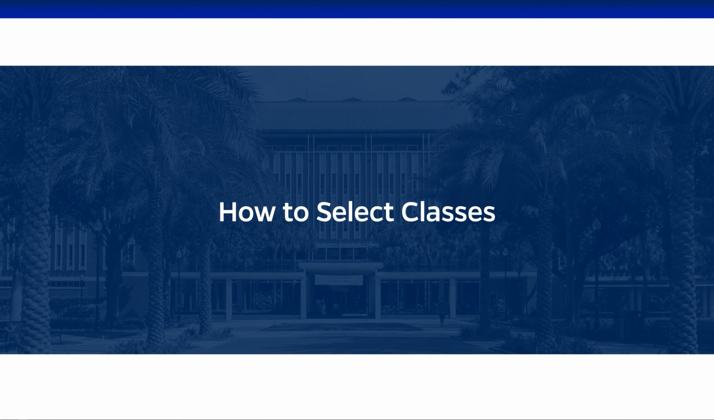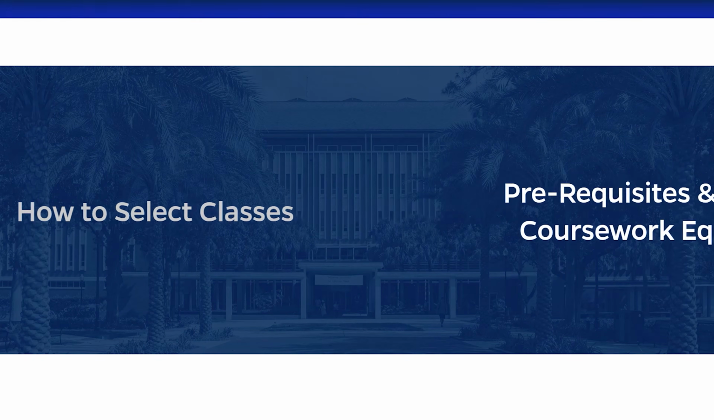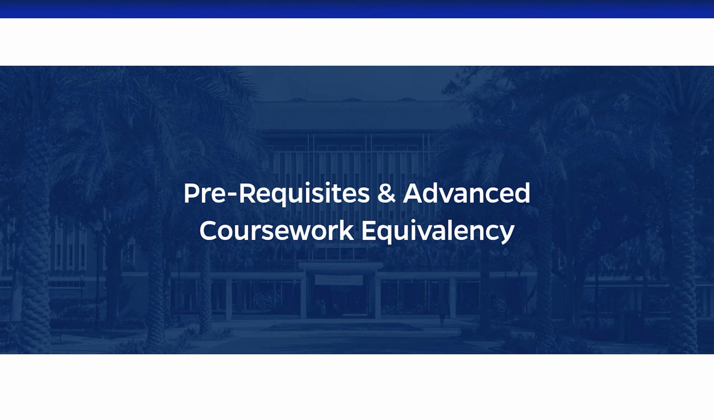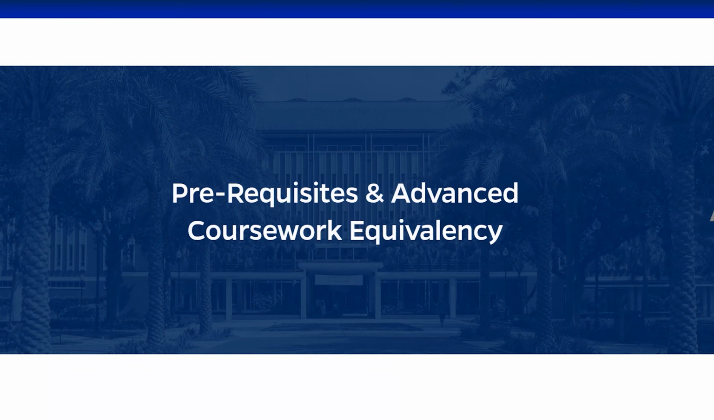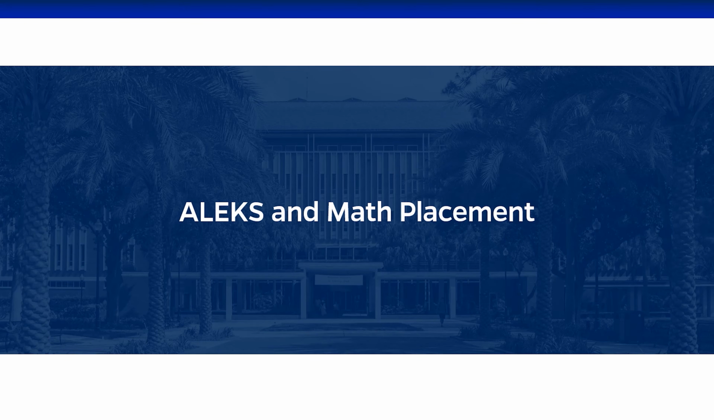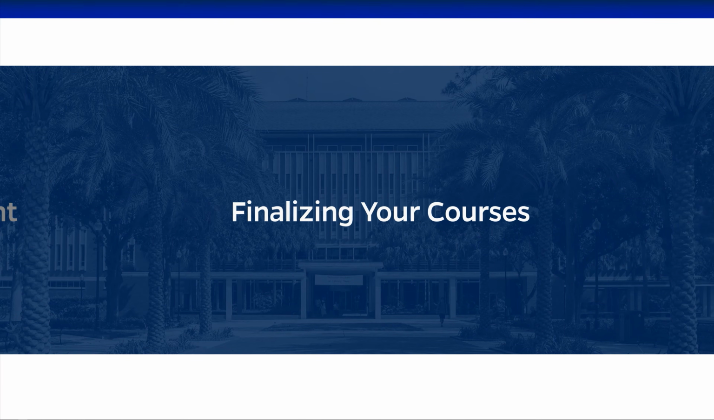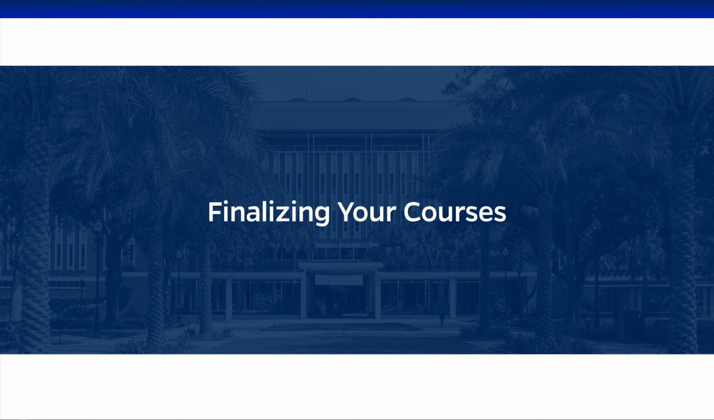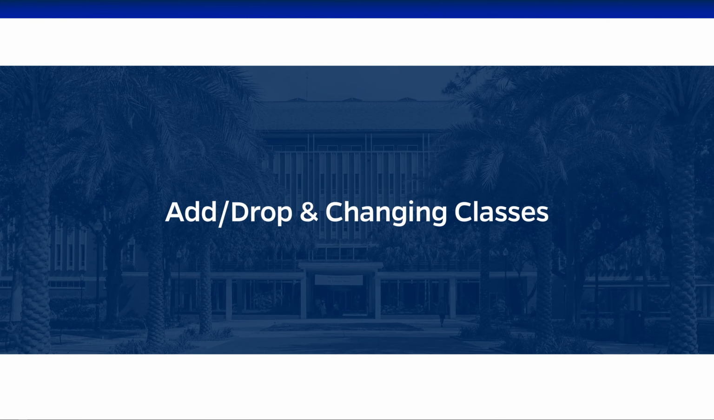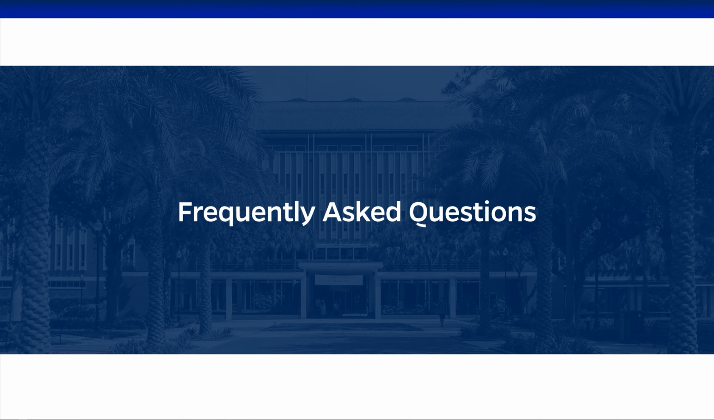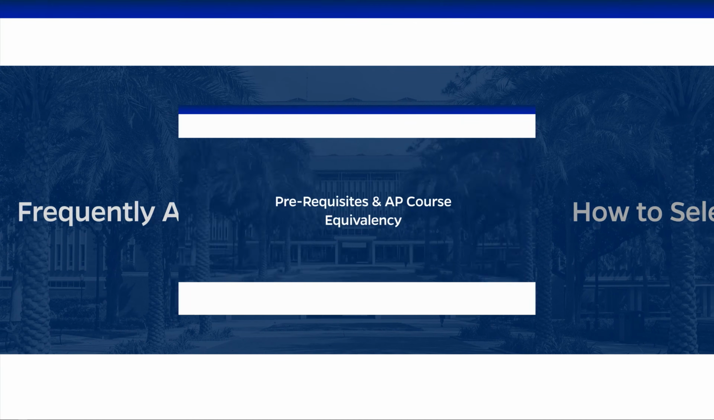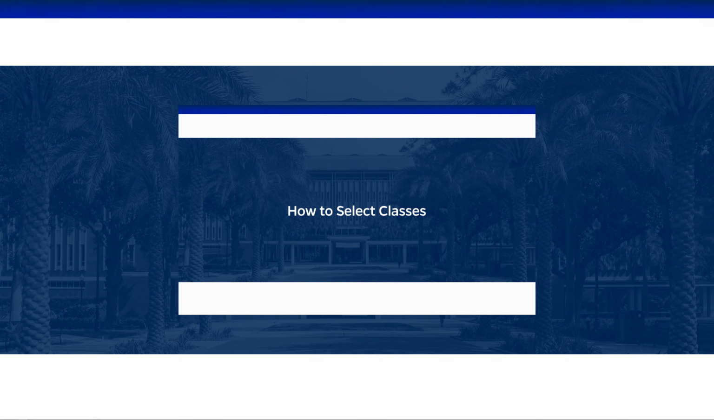We will go over how to select classes, how to identify prerequisites and AP course equivalency. We will discuss math placement via the ALEKS placement test, how to finalize your course request for registration. We will also discuss the add drop period and changing classes after registration. And finally, we will go over a few frequently asked questions. Let's begin with how to select classes.